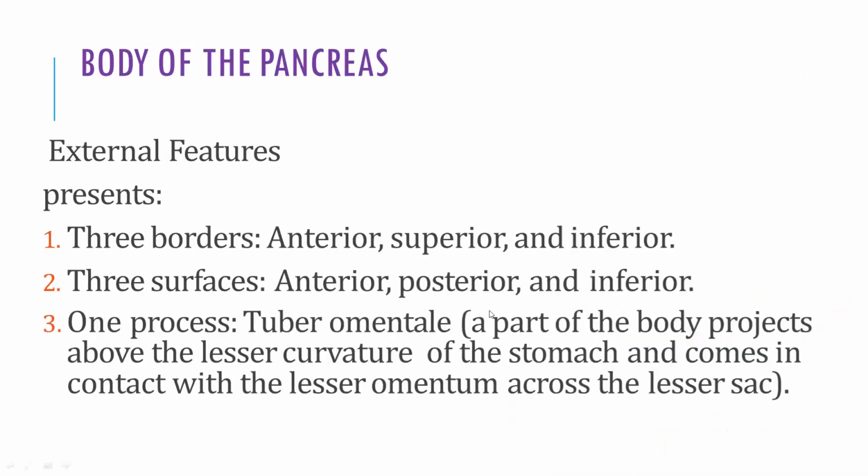And external features, if you see, concerned with the body of the pancreas, we are going to observe three borders, three surfaces, and one process. The three borders are the anterior border, superior border, and inferior border. The three surfaces are the anterior surface, posterior surface, and inferior surface. And the one process is the tuber omentale, as discussed earlier. It is a part of the body projecting just above the lesser curvature of the stomach, which comes in contact with the lesser omentum across the lesser sac.